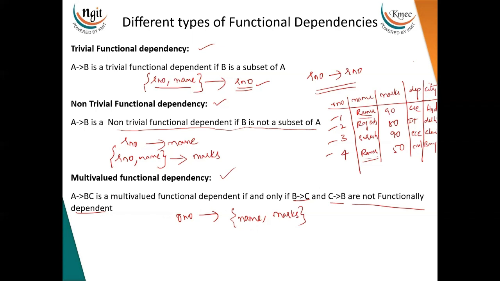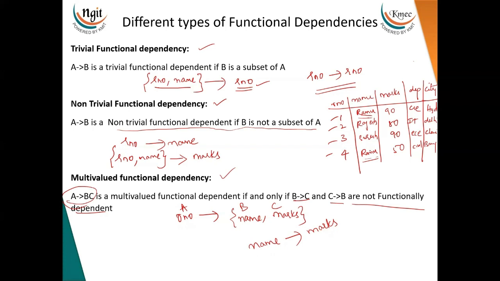Now we have to check whether it is a multi-valued functional dependency or not. What you have to do is check whether all the values for roll number are unique or not. As said before, the values under the roll number column are unique. B is replaced by name, so name tends to C, which means marks. Now check in the table whether the name column has unique values or not. Similarly, check whether marks have unique values or not.